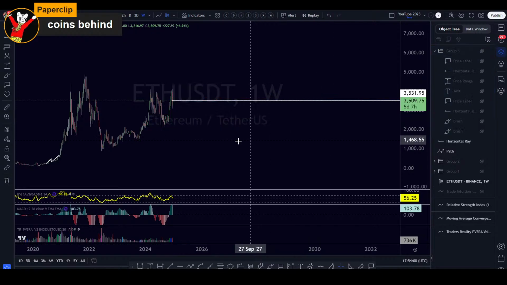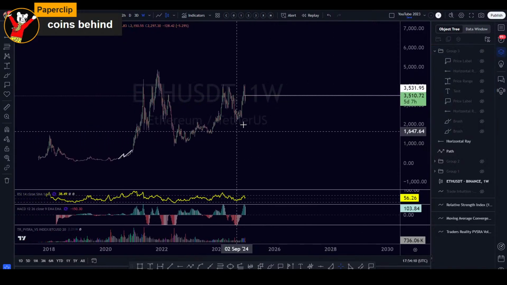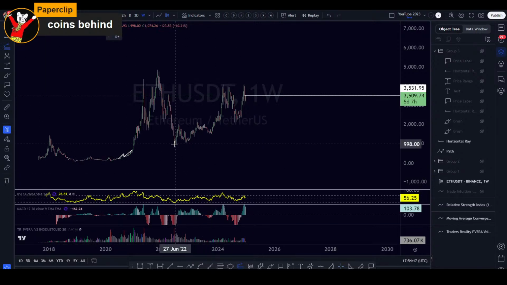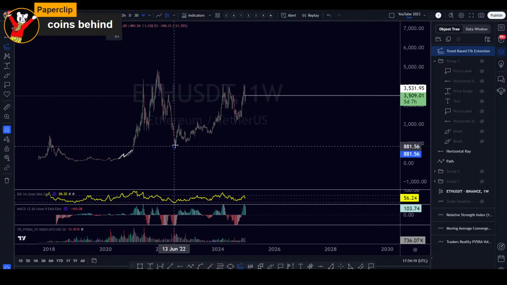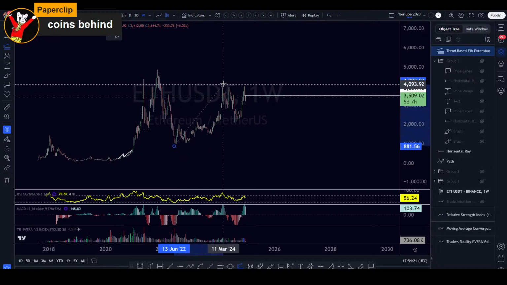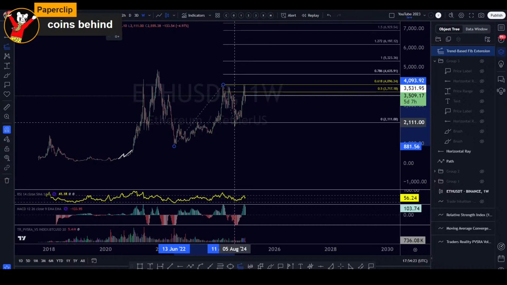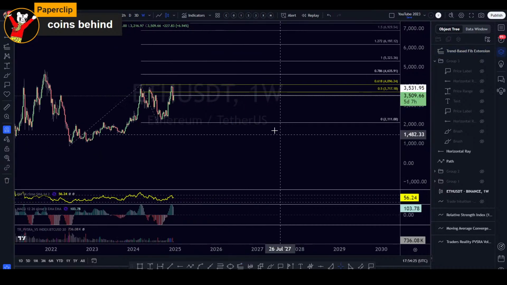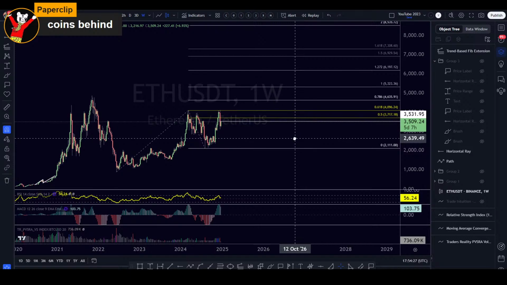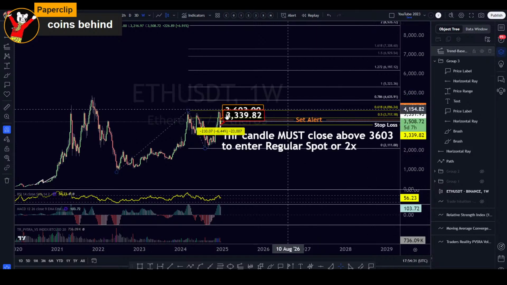Well, we have to use the fib extension tool for this example. I'm going to make sure my magnet tool is on. I'm going to go to my fib extension tool. I'm going to go from the swing low to the swing high to the swing low, a bingo and a bango. That's all she wrote. Let's go ahead and turn back on this. And let's go ahead and put on, I can turn this off now.